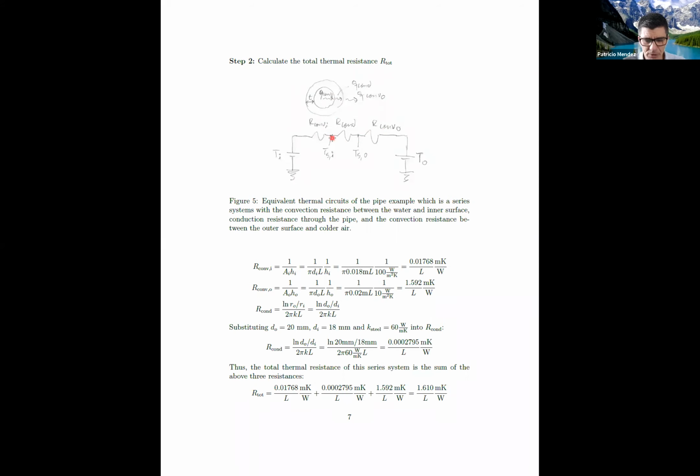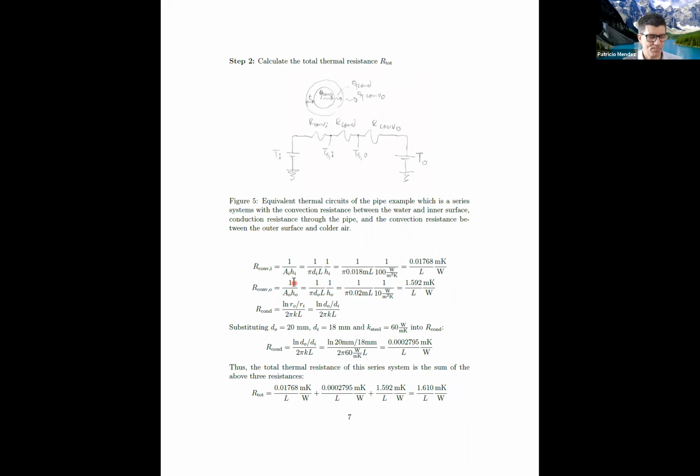What is this node here? This represents the surface temperature of the pipe inside. And this other node represents the surface temperature of the pipe outside, which we do not know. All we know is the temperature of the water inside, and we know the temperature of the air outside. So resistance of convection inside would be 1 over area inside times h_i, right? And we can calculate.